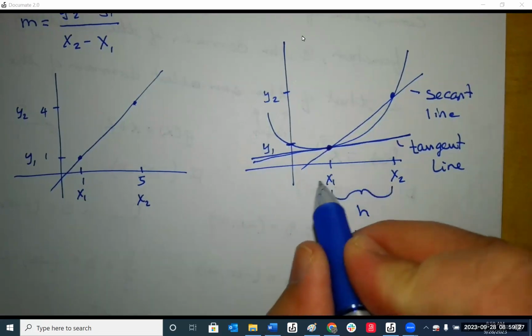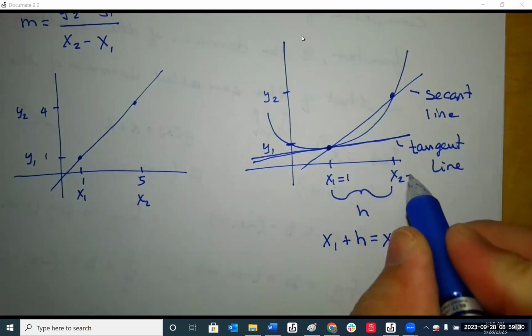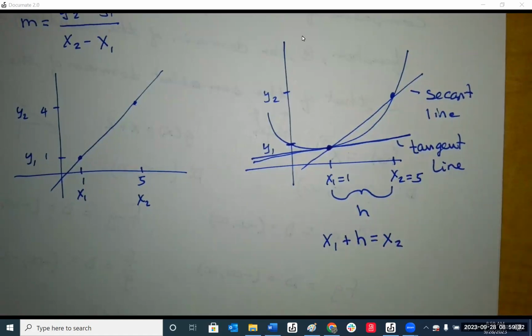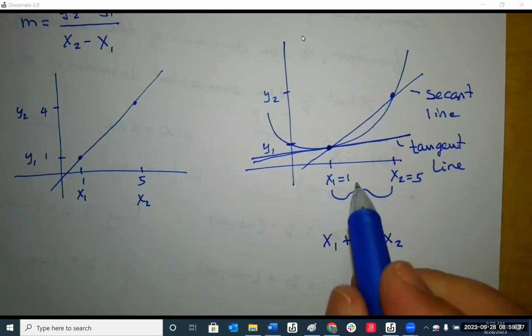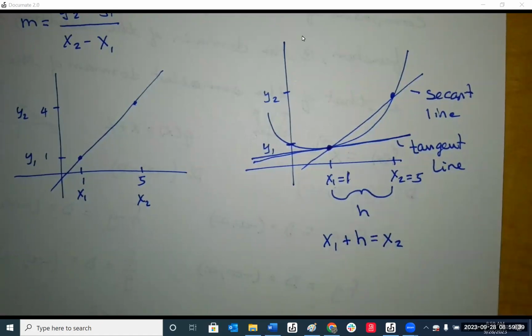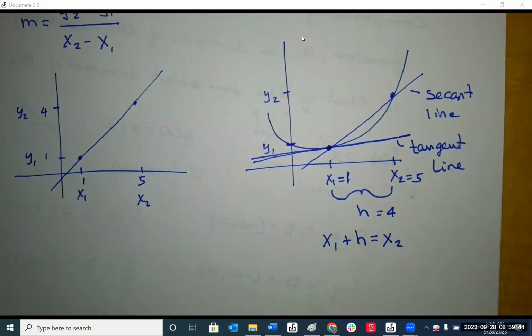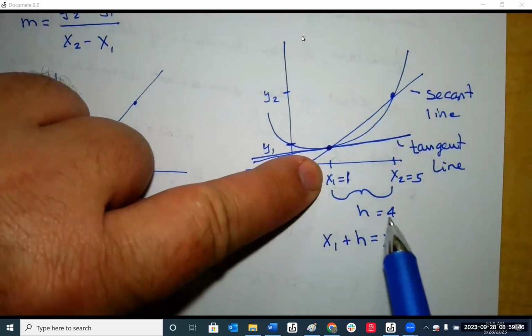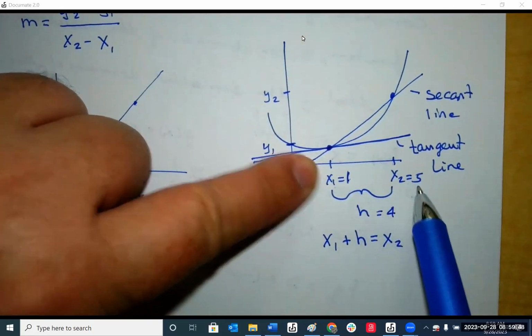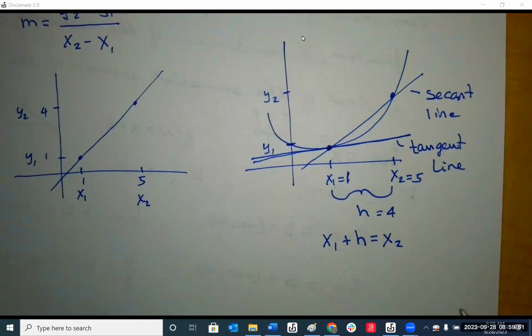So like for here, if this equaled 1 and this equaled 5, what is h? What do you have to add to 1 to get to 5? 4. Because if I started here and I moved 4 spaces further, I get to 5. So let's solve for h. What do we get? h equals x2 minus x1.